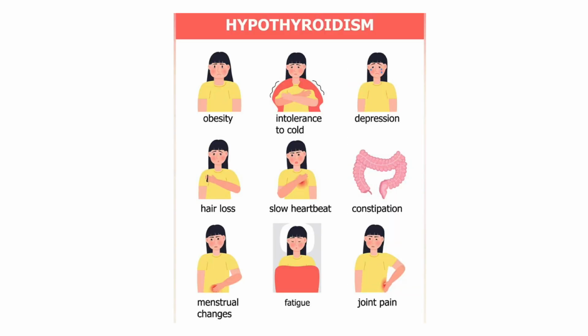Another picture summarizing the hypothyroidism effect in an adolescent girl: the obesity, intolerance to cold, depression, hair loss, slow heartbeat, constipation, menstrual changes, fatigue, and or joint pains.